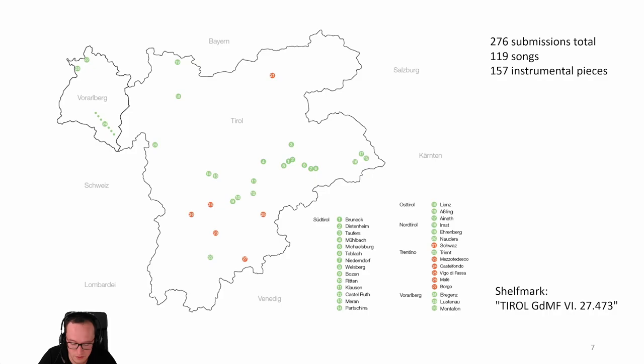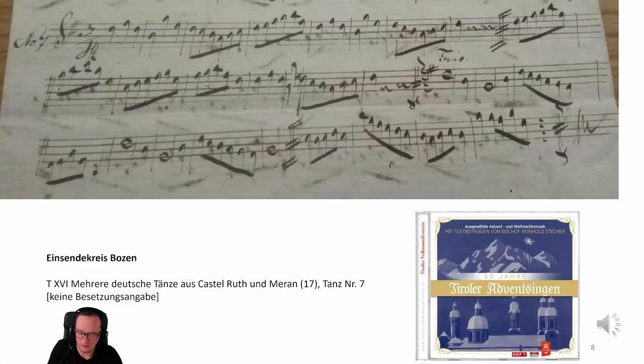A total of 17 German dances have been preserved from Kastelruth and Meran. Like the entries from Klausen, they are notated in unison. If one compares the handwriting, it can be assumed that the dances all originate from the same scribe. The title page of the submission only reads dances, with no indication of instrumentation. It is interesting to note that each individual dance is different and distinguished by its own structure and musical line.